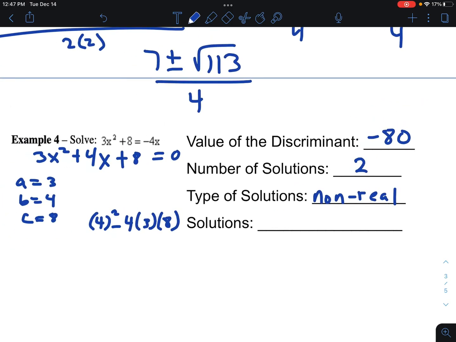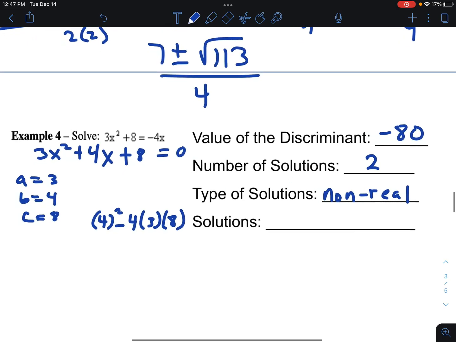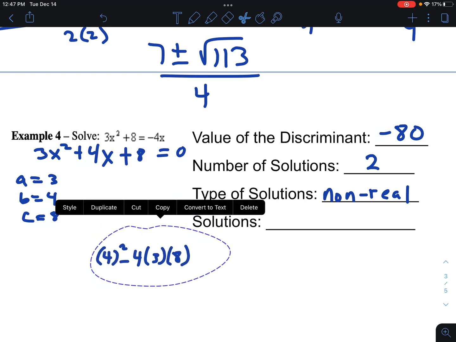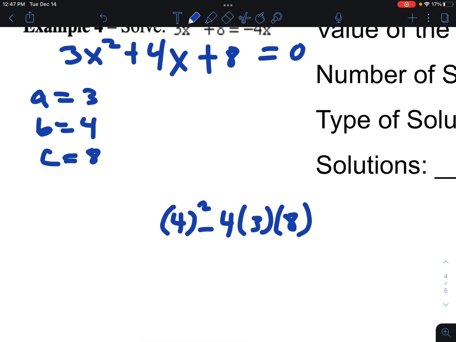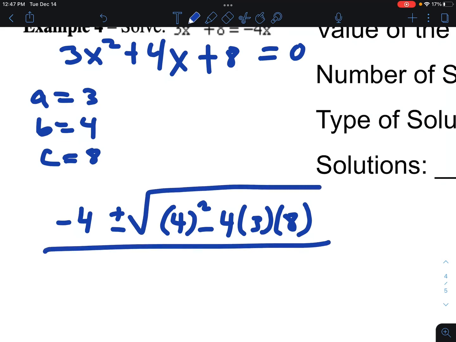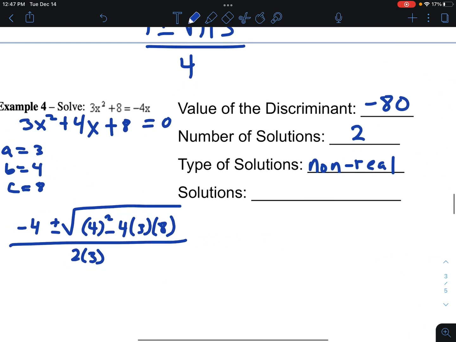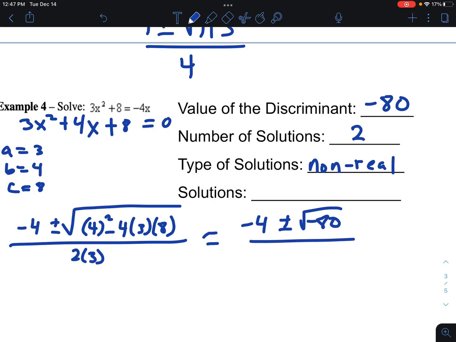We could say there are 0 real solutions, right? So what does that mean? That means when we do the quadratic formula here, we're going to have i as a part of our answer. That's all that means. So we got negative b plus or minus the square root of b squared minus 4ac, all over 2a. And well, then we got negative 4 plus or minus the square root of negative 80 all over 6.